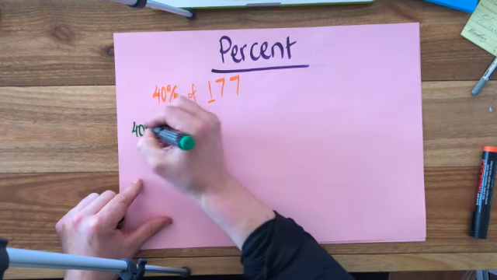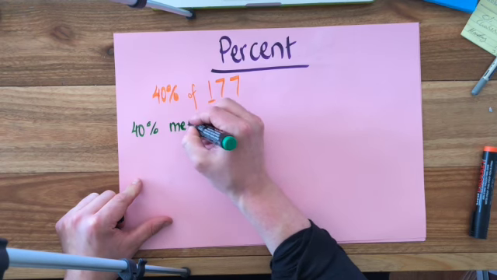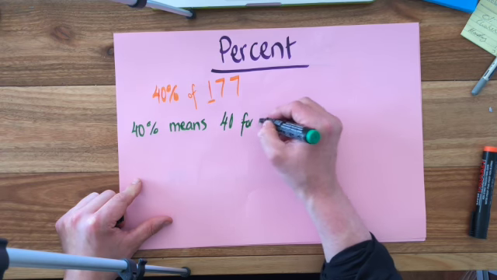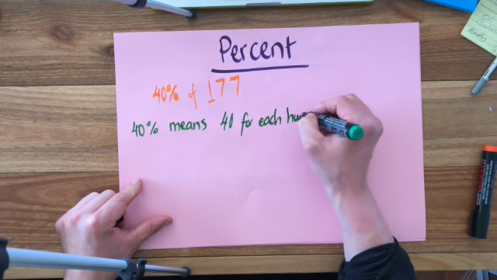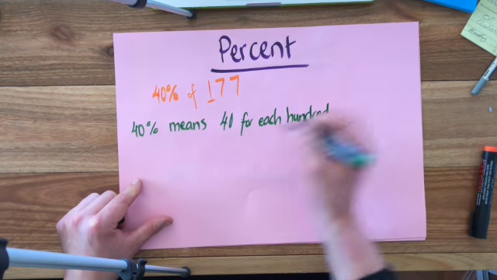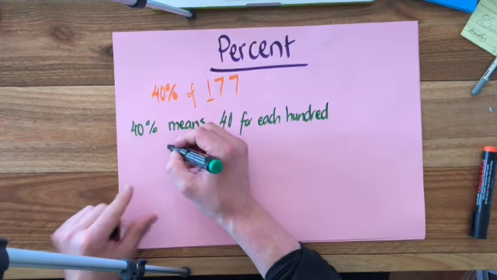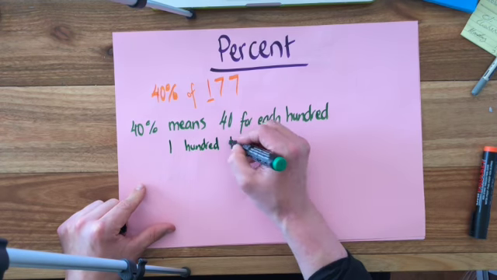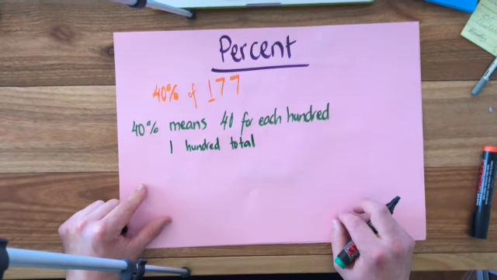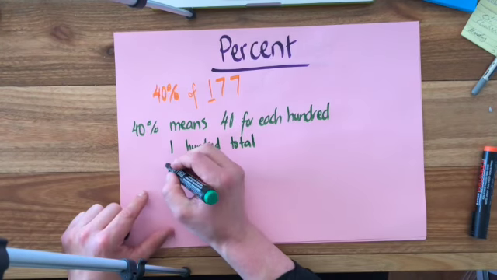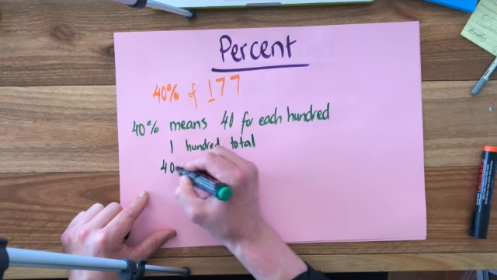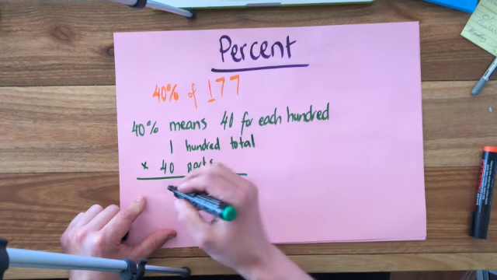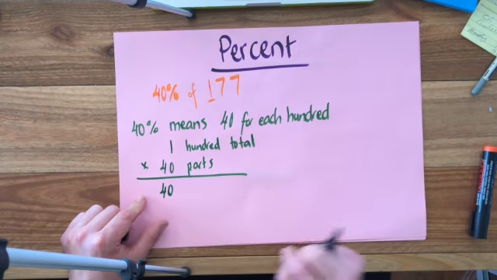Well, 40% means 40 for each 100. I have 100 in total. I have 40 parts. Multiply. So my first part would be, there would be 40 parts, 40 times 1.